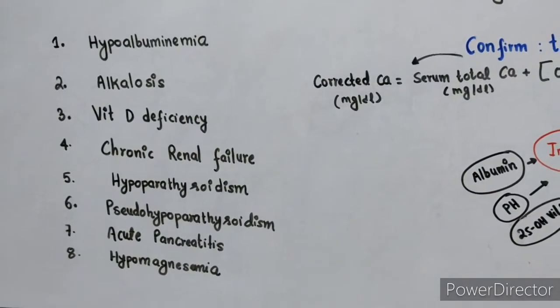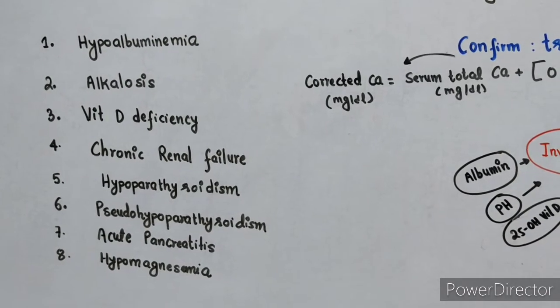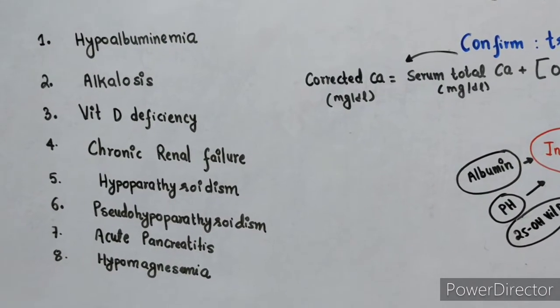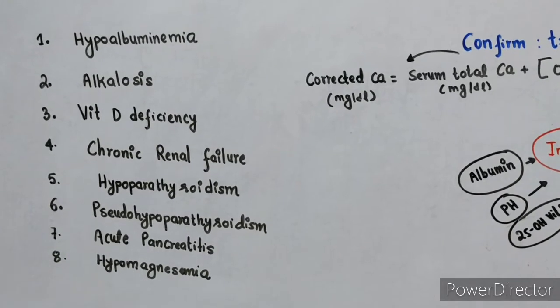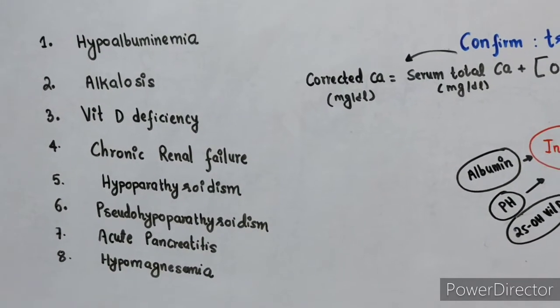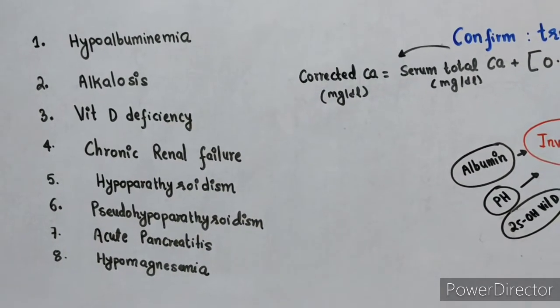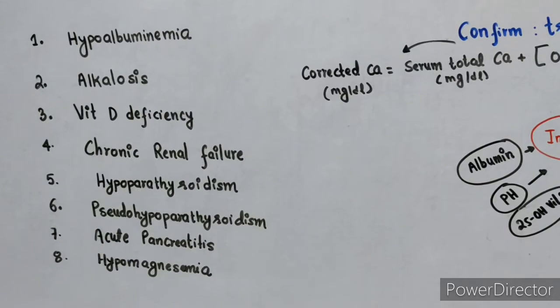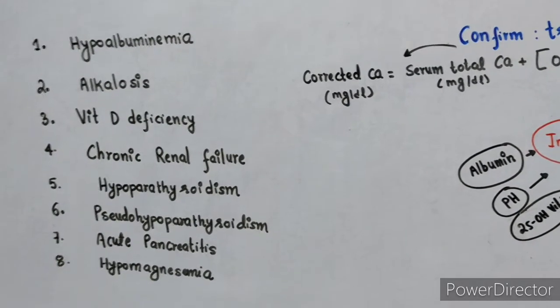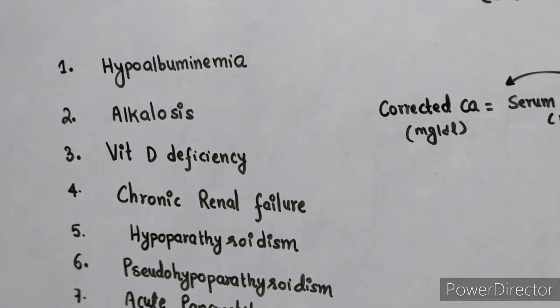Hypoalbuminemia, alkalosis, vitamin D deficiency, chronic renal failure, hypoparathyroidism, pseudohypocalcemia, acute pancreatitis, and hypomagnesemia. These are some of the most important causes of hypocalcemia, and among these, the most common cause of hypocalcemia is decreased serum albumin, that is hypoalbuminemia.